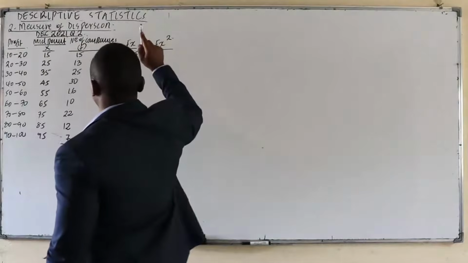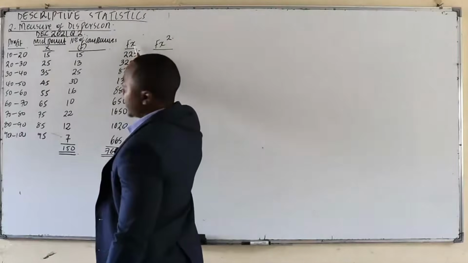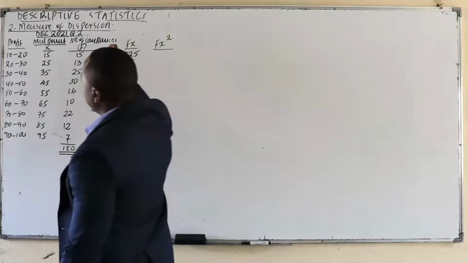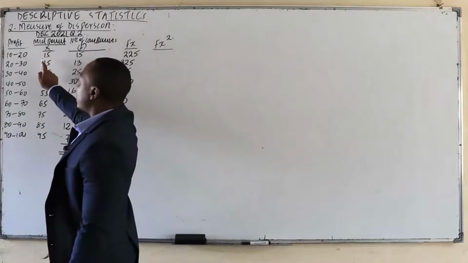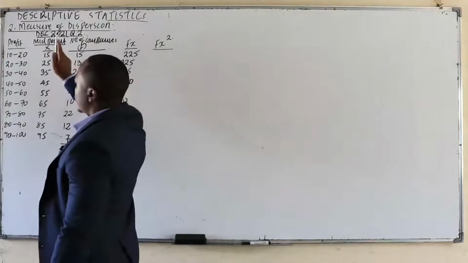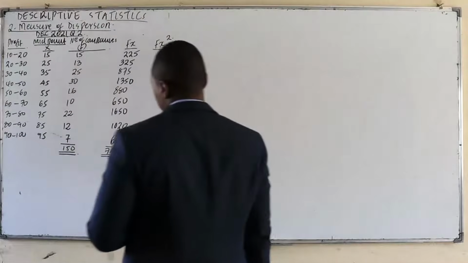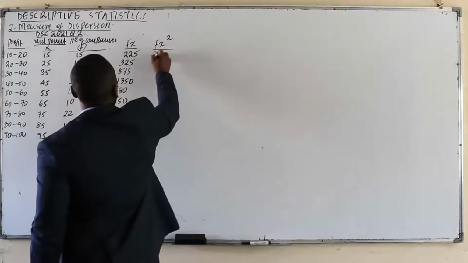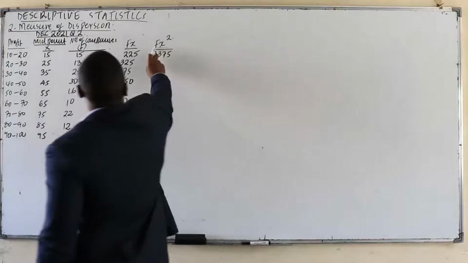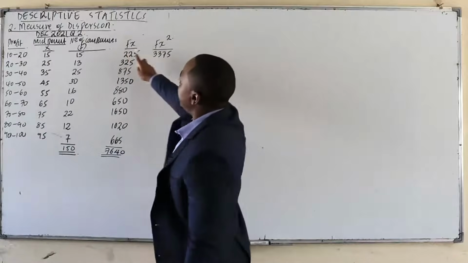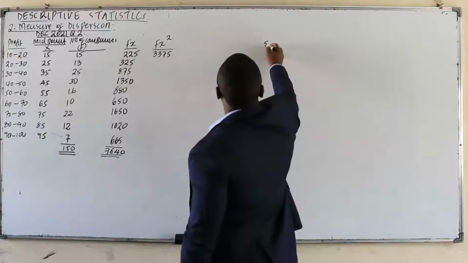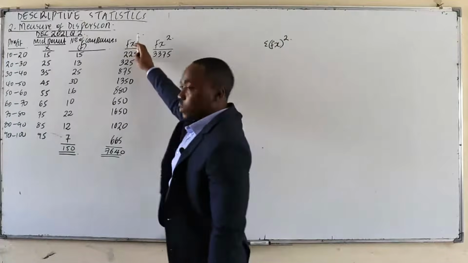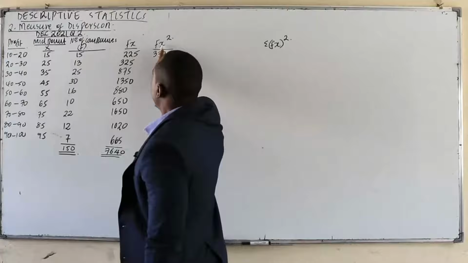We also need fx squared. This is fx. This is not what we need. What we need is f times x squared. So for example, in this case, you'll take, first of all, x squared, which is 15 squared, then times f, which is 15. What do you get? You get 3375. I repeat again. Fx squared, it's not this. If you wanted the square of fx, that's when you take this squared. But what you need here is f, you multiply by x squared.